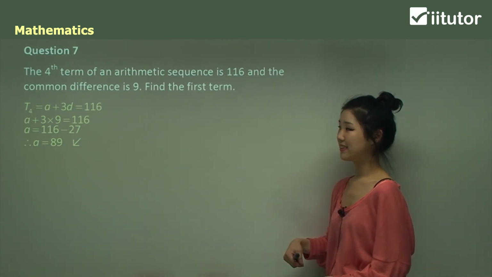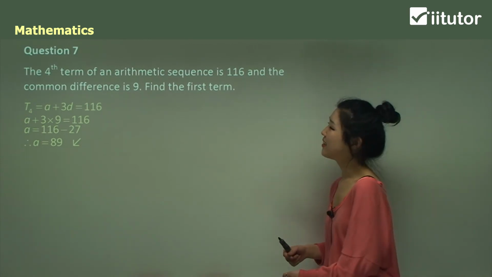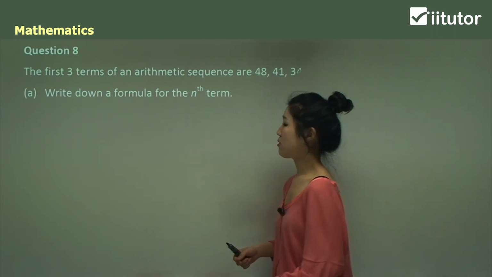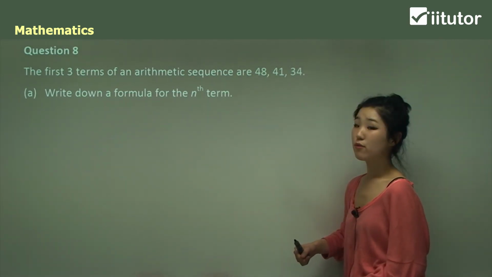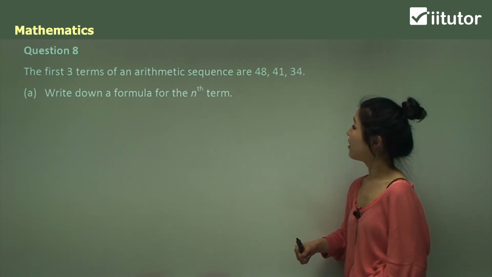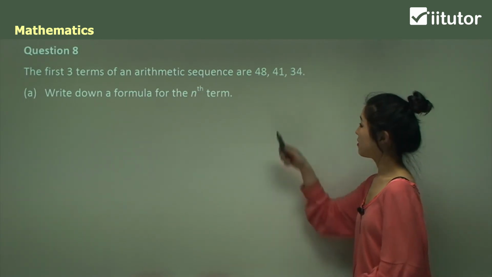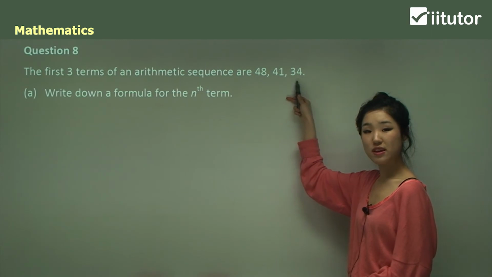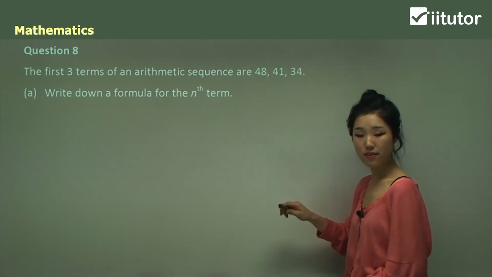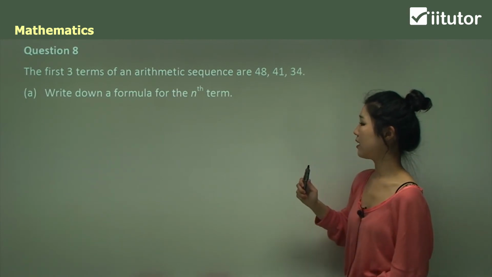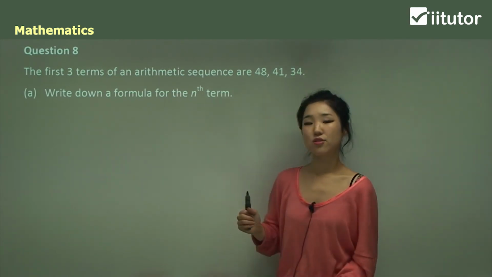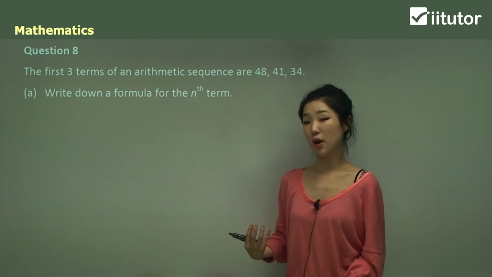Alright? Let's move on. Question 8 says the first 3 terms of an arithmetic sequence are 48, 41, and 34. So I hope you can see this time, guys. See how it's going down? The number is decreasing. That's also an arithmetic function, if the numbers can decrease as we go on. Now we're going to write the formula for the nth term. So let's go find the general term, basically.